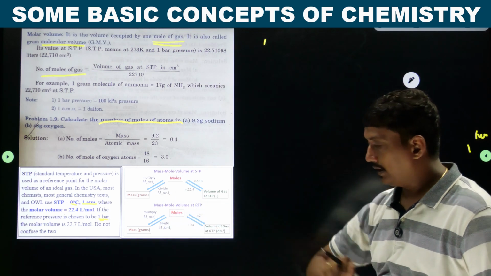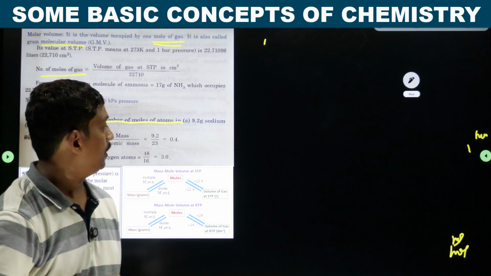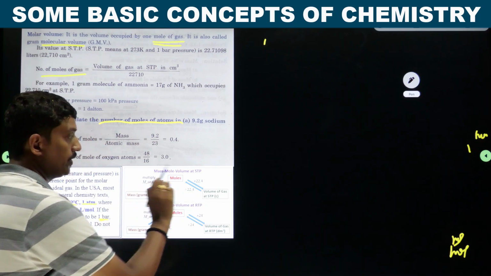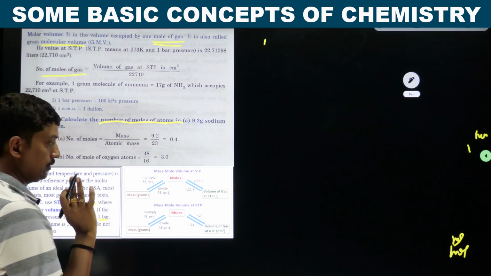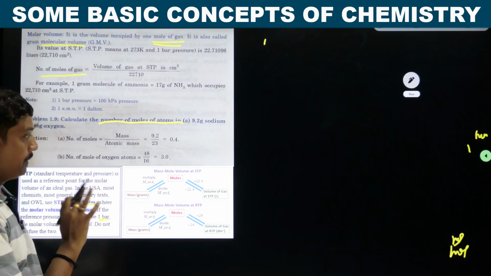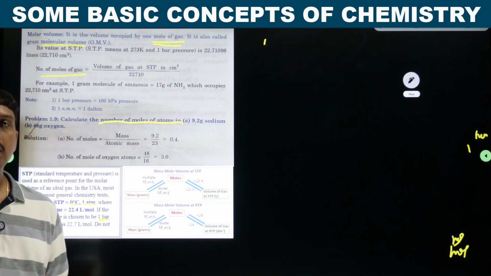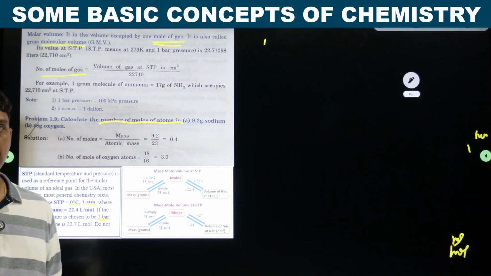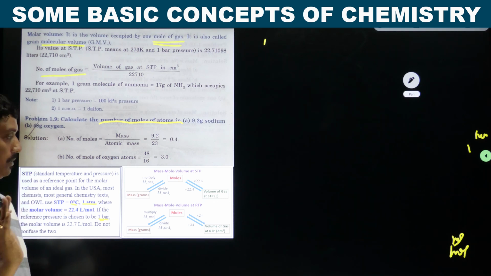See, I have given a chart, a conversion chart. It is very helpful to convert moles into volume, or moles into mass and vice versa. So STP and RTP. RTP means room temperature and pressure. At room temperature, 25 degrees Celsius is taken as the standard, which should be converted into Kelvin. Pressure is 1 atmospheric pressure.